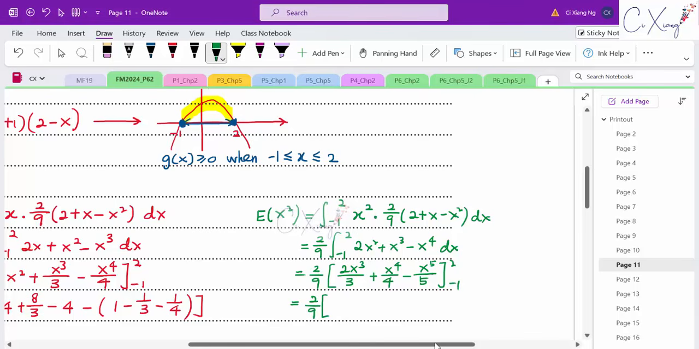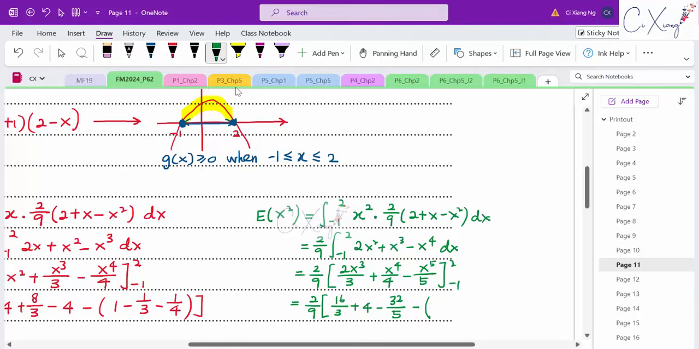Okay, so I will try to put in all the values. Substitute the 2 into the first term, I'll get a 4. Sorry, not the 4, I think it should be 16 over 3. Sorry for that. So 16 over 3. Substitute 2 into the second term, you'll have 16 over 4. Then the third term is 32 over 5.